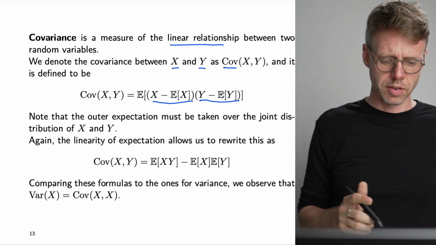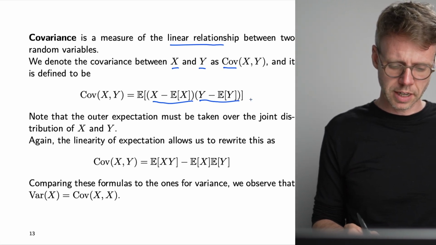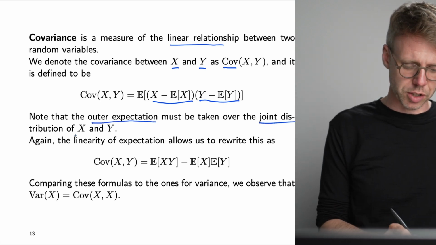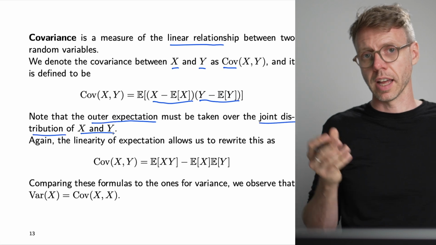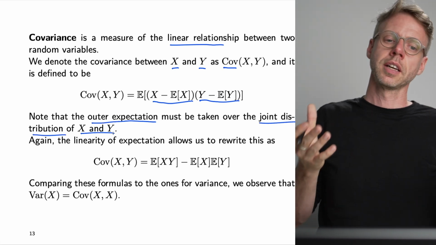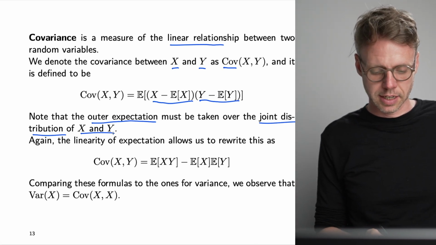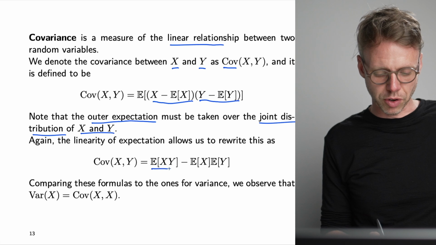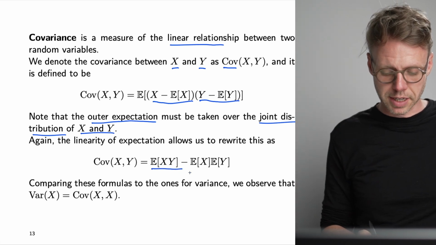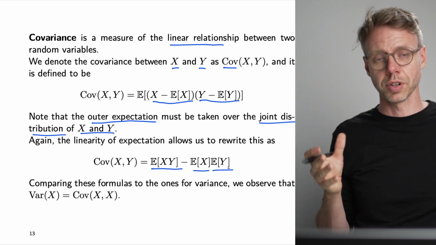Note that so far we've only looked at single variables. In this case, we're looking at two variables. So the outer expectation must be taken over the joint distribution of x and y. Similarly to the formula for the variance, the covariance can also be rewritten as the expected value of the product x times y minus the expectation of x times the expectation of y.